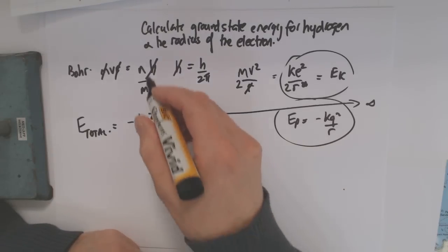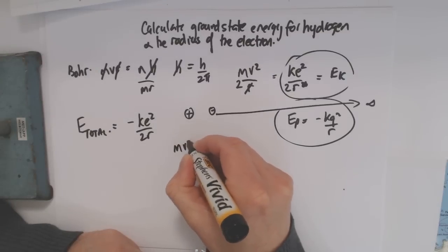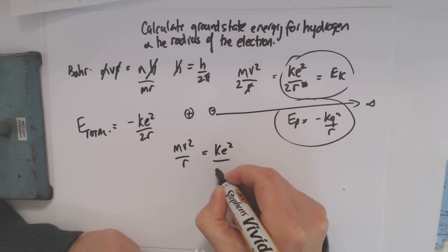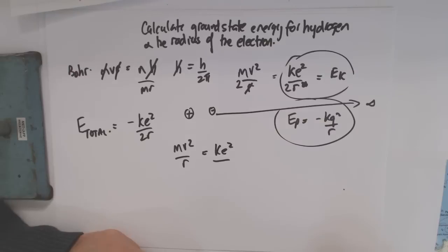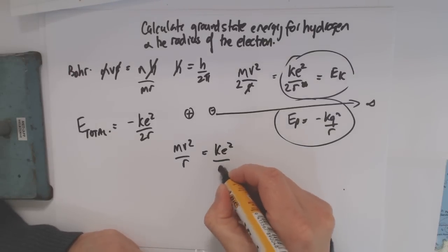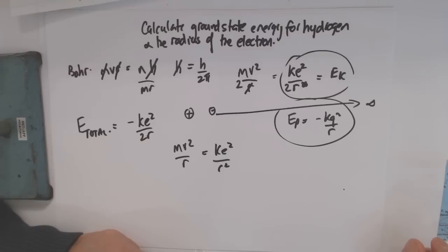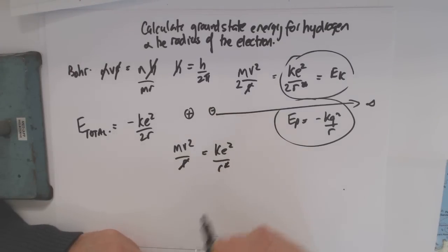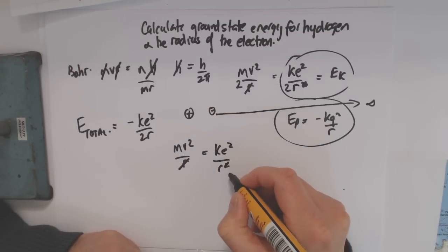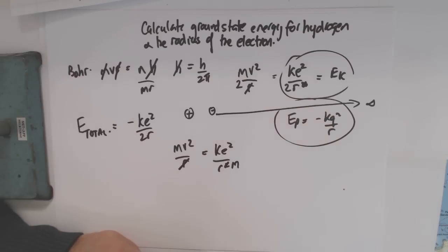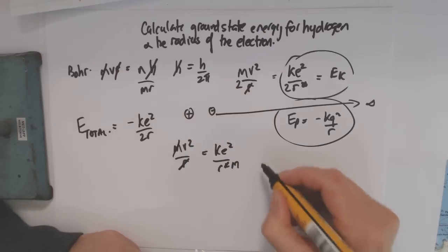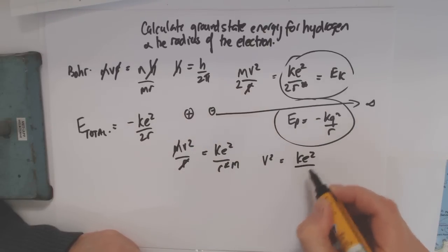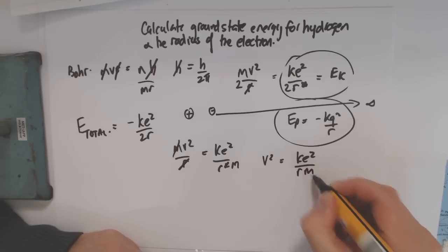So we go back to our formula up there, which was mv squared over r equals Coulomb's law, ke squared over r squared. That was the one we had there. And what we can do is cut that one out, bring the m down here, and cut that out. So we've now got v squared equals ke squared over rm.